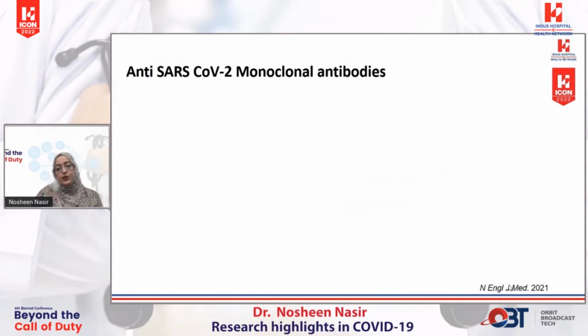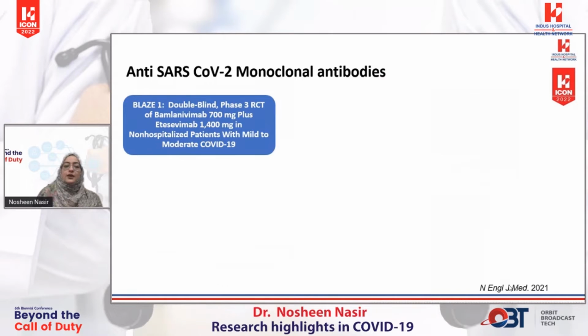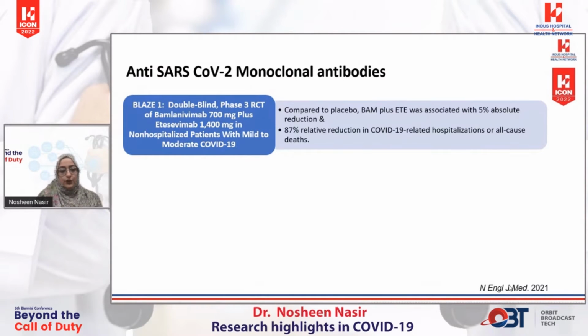Then the most important aspect of research in COVID-19 for the year 2021 was for non-hospitalized patients. This was basically the introduction of anti-SARS-CoV-2 monoclonal antibodies as therapeutic agents in those patients who were not hospitalized but who were at high risk of progression. BLAZE-1 was the first trial, a double-blind phase 3 randomized controlled trial, which investigated bamlanivimab and etesevimab in non-hospitalized patients with mild to moderate COVID-19.